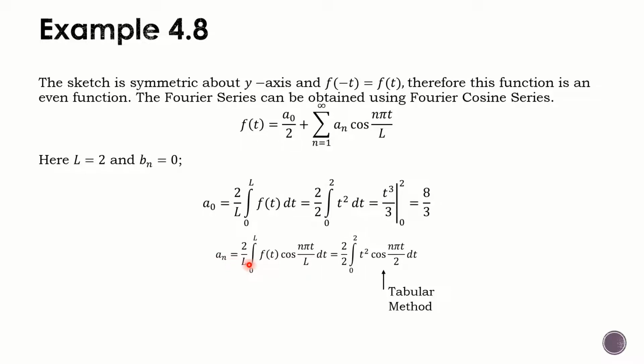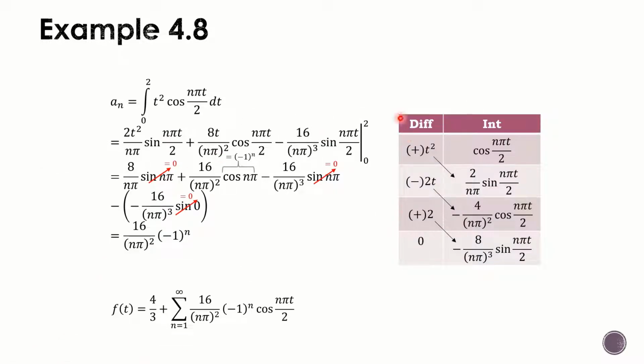Now this is how you calculate a n. a n equals, the formula is the integration of f(t) cos n pi t on L with respect to t from 0 to L, then multiplied by 2 because we solve this in half range. This is equal to 2 on 2, the integration of t squared cos n pi t on 2 with respect to t from 0 to 2. Since this is a multiplication of a polynomial and cosine, we're going to use the tabular method of integration.